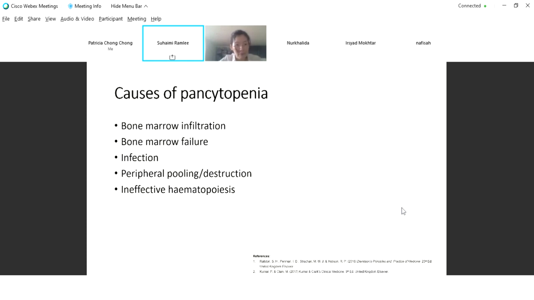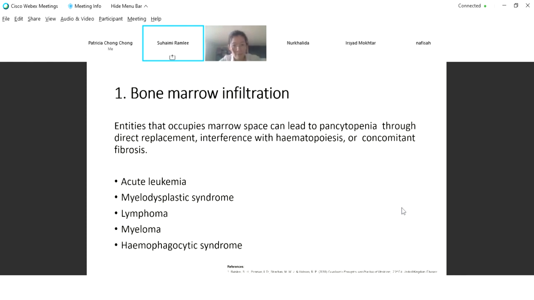So pancytopenia is not a disease by itself, but it is a type of hematological finding that can result from a lot of causes. Some of the causes of pancytopenia include bone marrow infiltration, bone marrow failure, infection, peripheral pooling and destruction, and ineffective hematopoiesis. So we will go through each cause one by one.